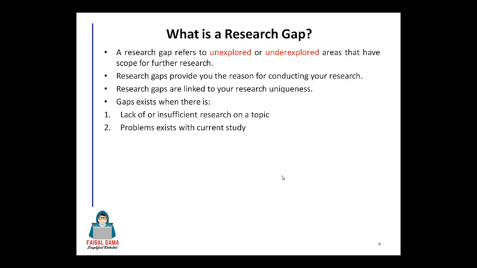Or either a problem exists with the current study. So we are reviewing literature, and then we realize some proposals, some approaches. Since we are talking about computer science research gaps, we realize some solutions that have been proposed have problems with them. They are not providing an adequate solution to the problem that they are meant to solve. Then we find a way to address those issues, and that is our own research gap.